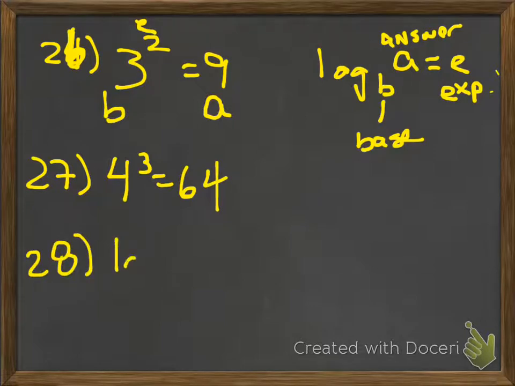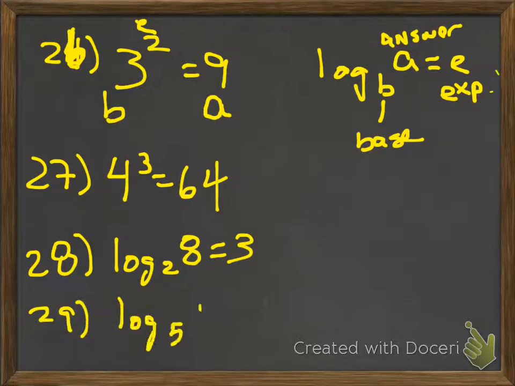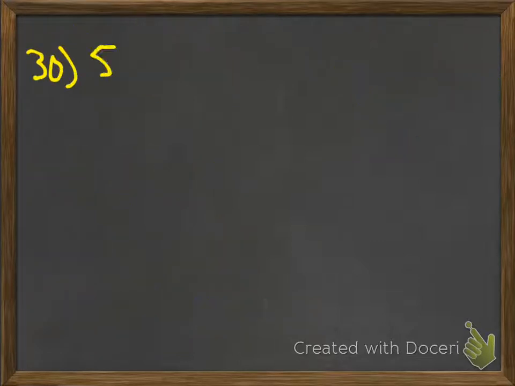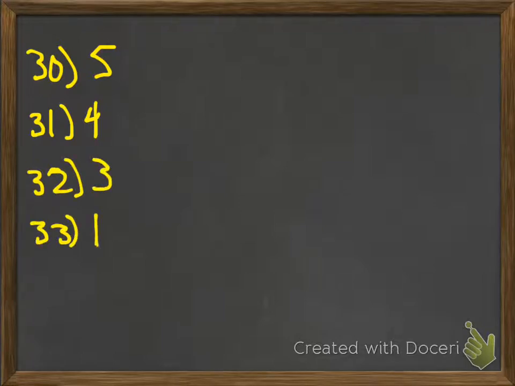28, we're going the other way. So now we're going to say log base 2 of 8 is equal to the exponent 3. And log base 5 of 125 is equal to the exponent 3. Okay, so numbers 30, 31, and 32, just type those in the calculator. I don't think those should be that hard.